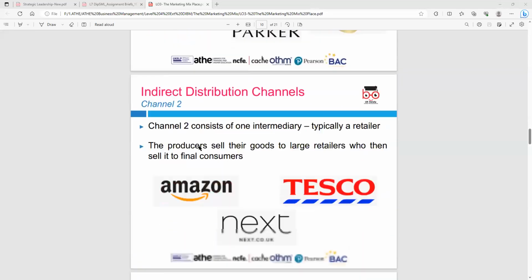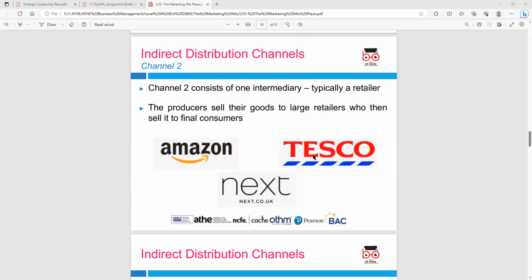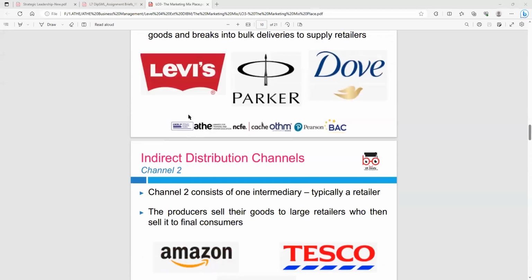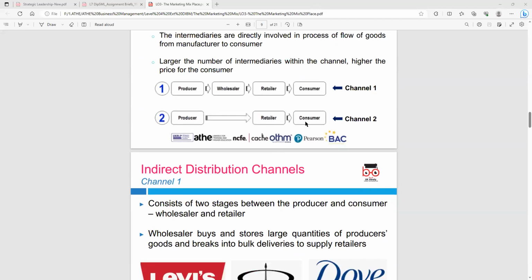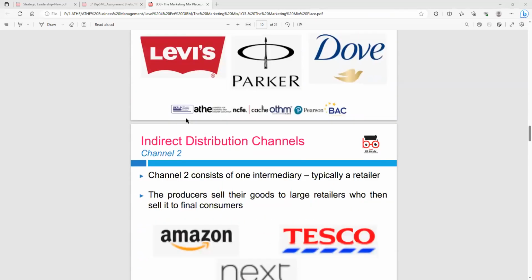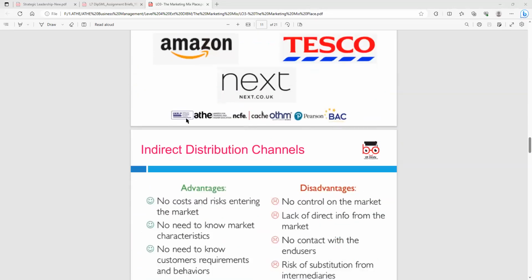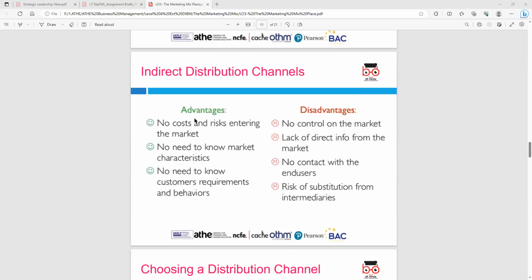Okay. Channel number two is where examples like Tesco, Amazon or Next use it, because they can go directly to the consumer, from the producer to the retailer to the consumer. All right, so this is the distinction between channel one and two. Okay, what are the advantages and disadvantages of using the indirect channel?